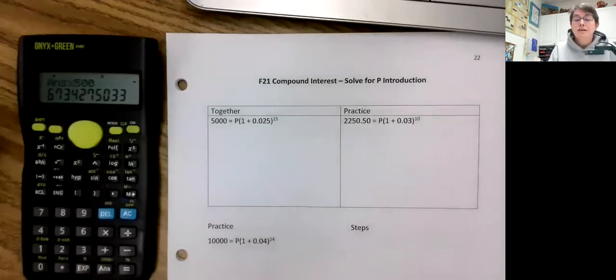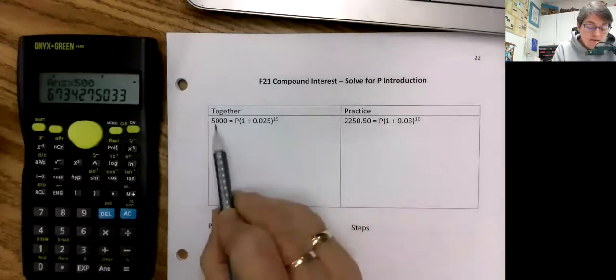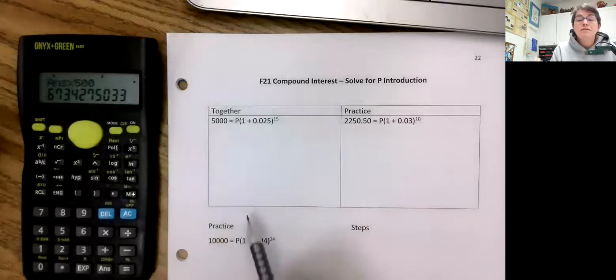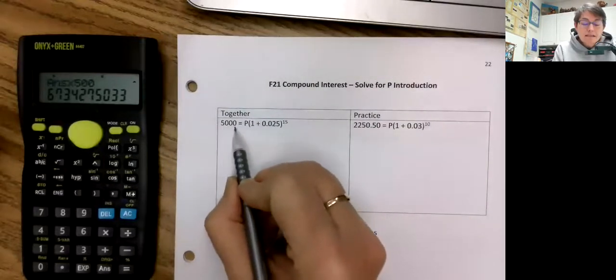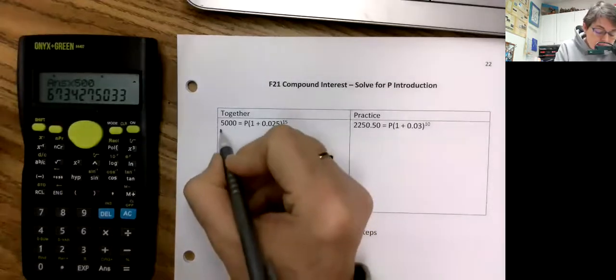Let's get started. So we're solving for P. That is the present value or the principal. In other words, what I need to invest now. But let's just do the math. Okay, so it doesn't look that different than what we had before. So there's nothing to do here. So let's just bring that down.